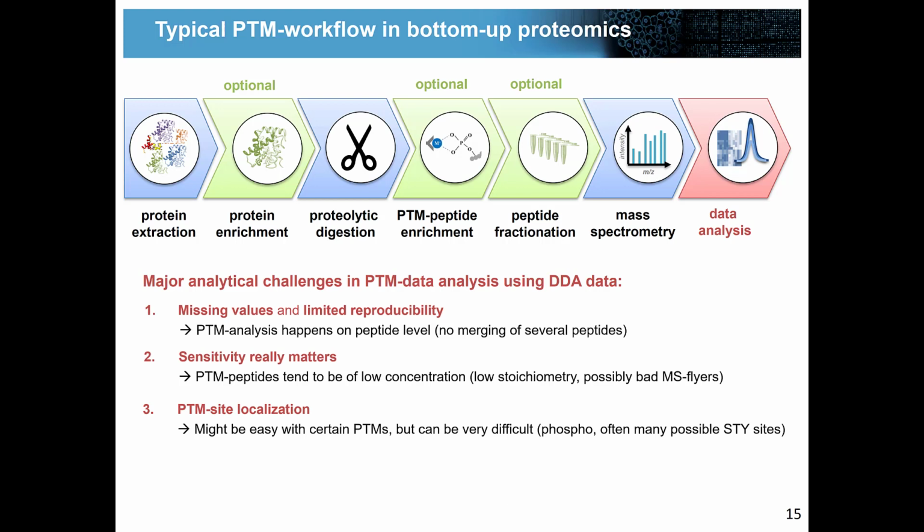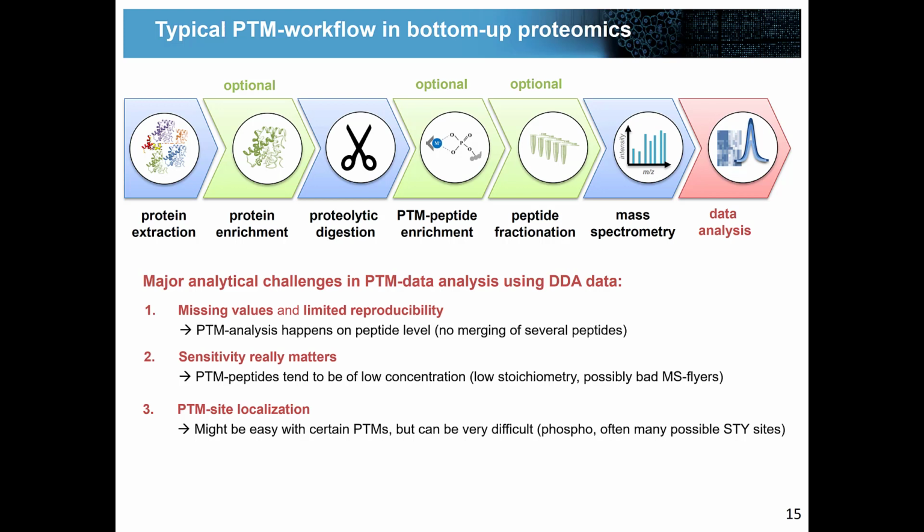And then there is the issue of PTM site localization. This is an issue that might be very easy to solve for certain PTMs. Sometimes it is very clear based on a peptide sequence where a PTM happens, because there is just one amino acid that can actually carry this PTM. But sometimes it can be very difficult to localize a PTM. And the prime example here is phosphorylation.